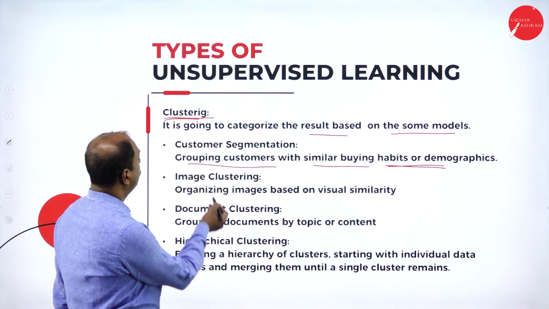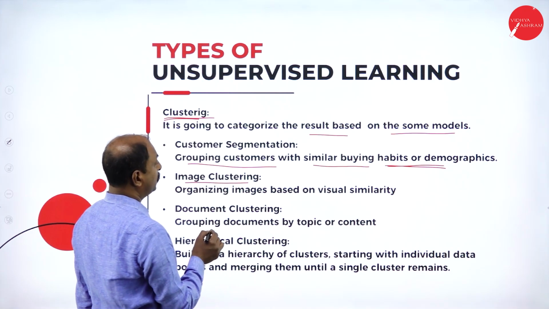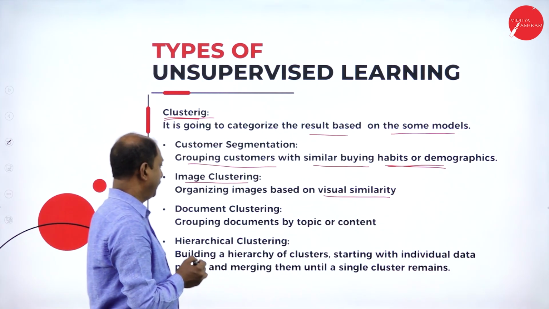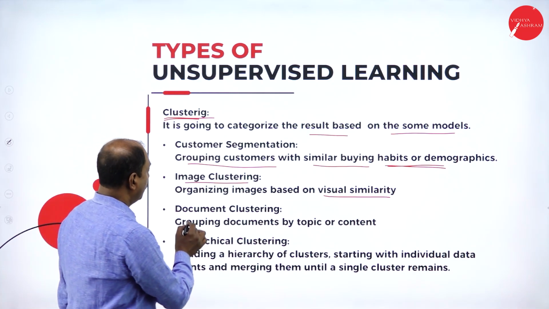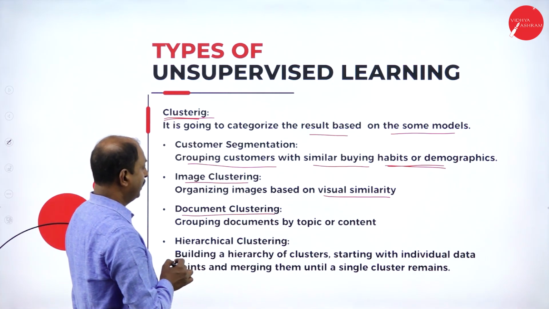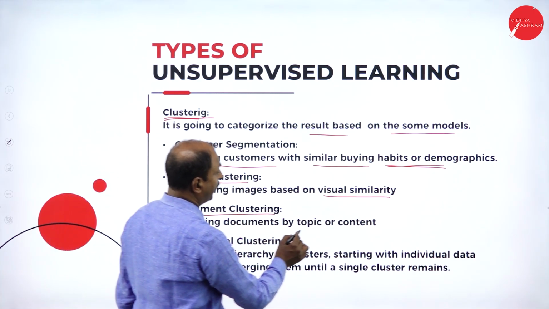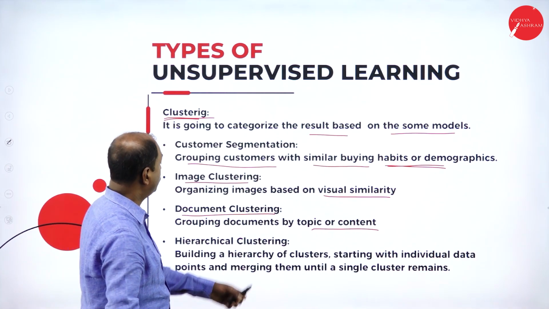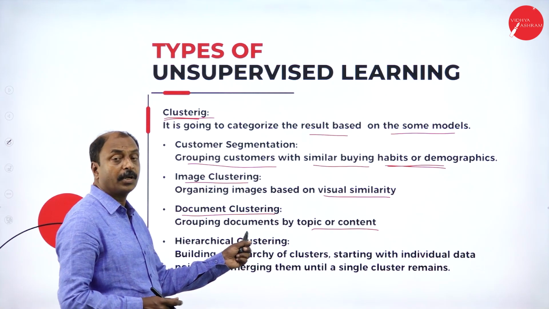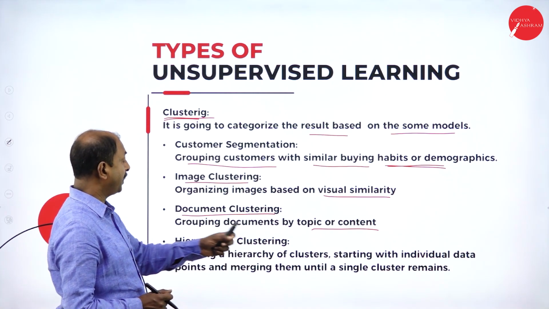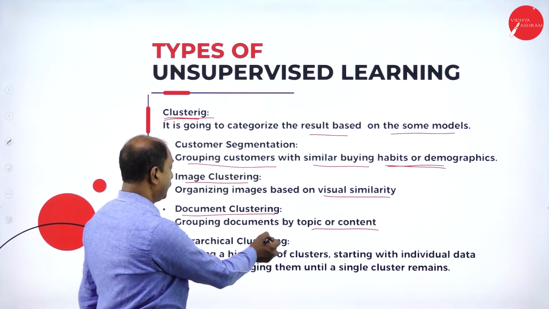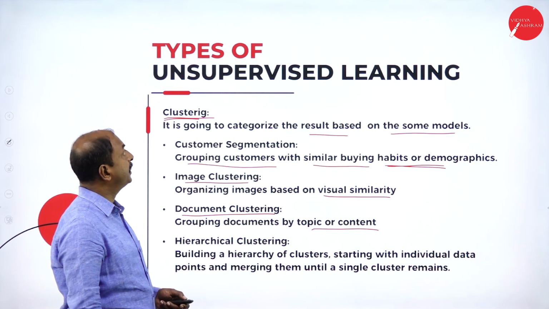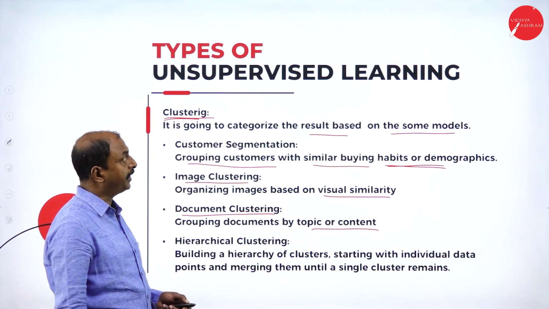Next we move on to image clustering, which is organizing images based on visual similarities. This is another application. Document clustering is grouping documents by topic or content, so we can separate the content based on the headings of the document. And there is also hierarchical clustering. These are all different types of clustering under unsupervised learning.